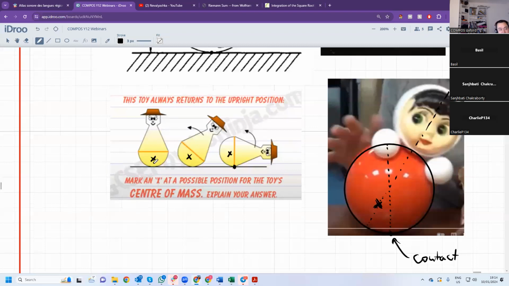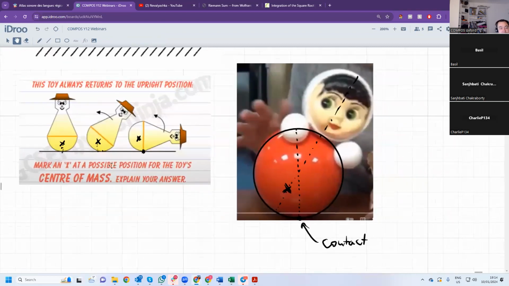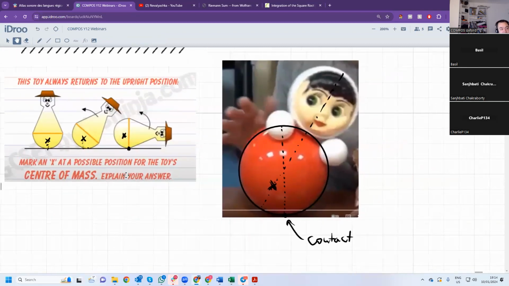So this is the likely position of the center of mass. Here the center of mass is directly above the point of contact. Here it is to the left of the point of contact, so it returns. And here it's once again to the left of the point of contact, so it returns to the original position. No, the center of mass does not move if the object is tilted. The center of mass is fixed with respect to the toy.